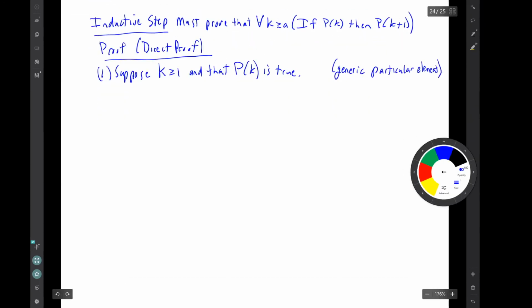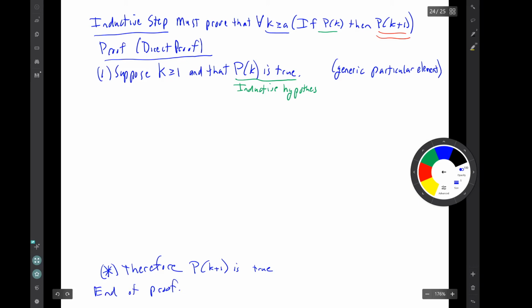So we start by introducing a generic particular element, an element of the domain that satisfies the hypothesis. And that's the inductive hypothesis. Now that's the start of a direct proof. The ending of the direct proof has to be this red statement. So there's our frame of a direct proof for the inductive step.